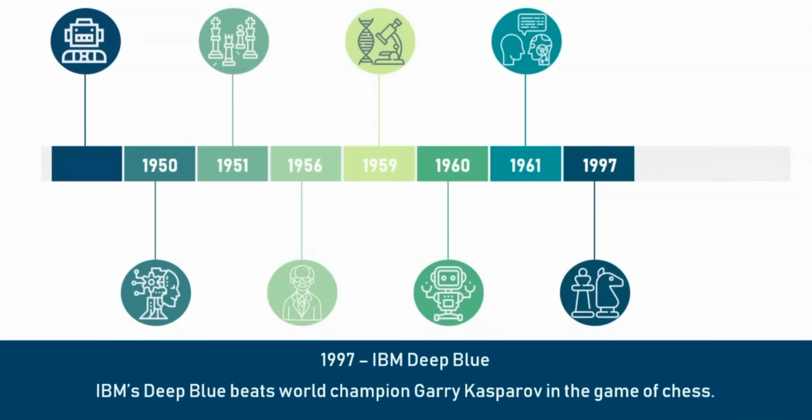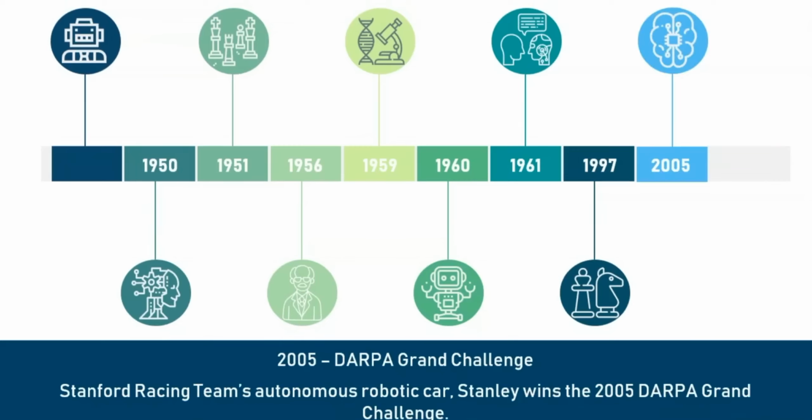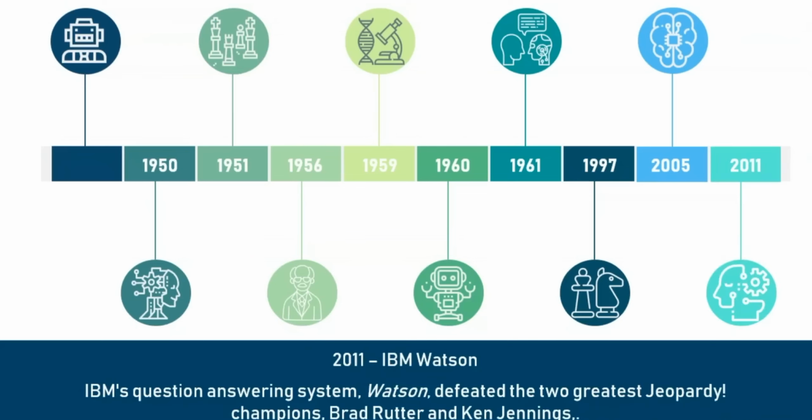This was followed by the famous IBM Deep Blue. In 1997, the news broke that IBM's Deep Blue beat the world champion Gary Kasparov in the game of chess. So this was kind of the first accomplishment of AI. It was able to beat the world champion at chess. So in 2005, when the DARPA Grand Challenge was held, a robotic car named Stanley, which was built by Stanford's racing team, won the DARPA Grand Challenge. There was another big accomplishment of AI. In 2011, IBM's question answering system, Watson, defeated the two greatest Jeopardy champions, Brad Rutter and Ken Jennings.